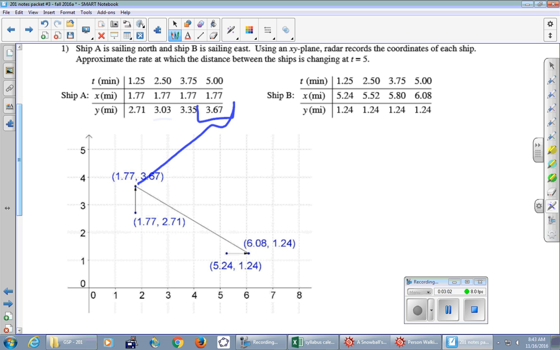So this ship is heading north. Likewise, for this ship over here, the first point is 5.24, 1.24, which is right here. The last point is 6.08 and 1.24, which means this ship is headed east, to the right. Then it says approximate the rate at which the distance between the ships is changing at t equals 5. The distance between the ships is this black line that I've drawn in here, so we're trying to find the rate at which that line is changing length. It's definitely getting bigger as one ship goes north and the other goes east.